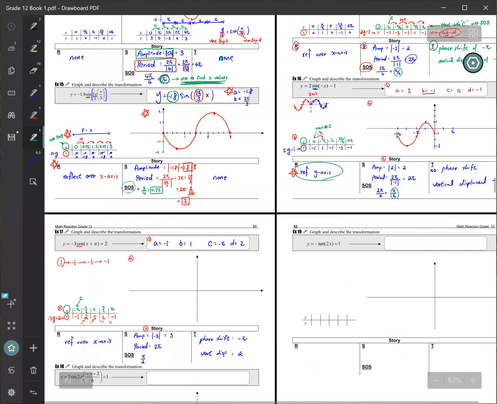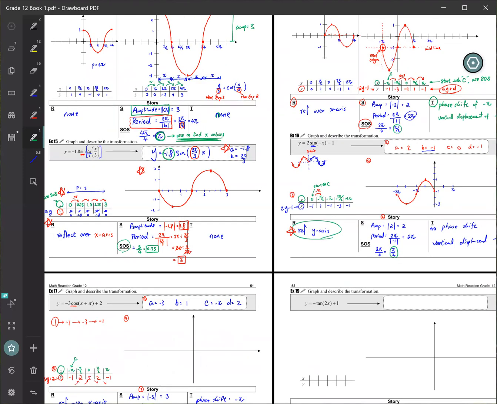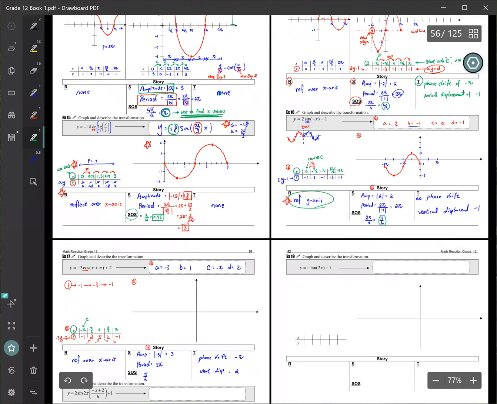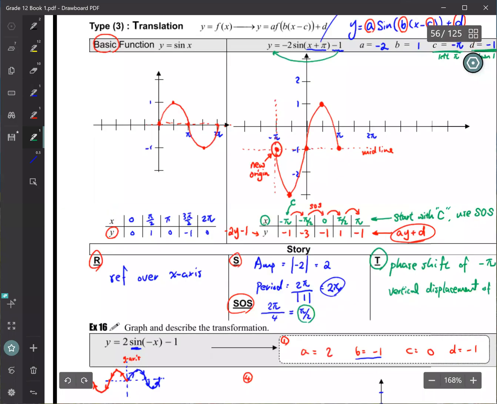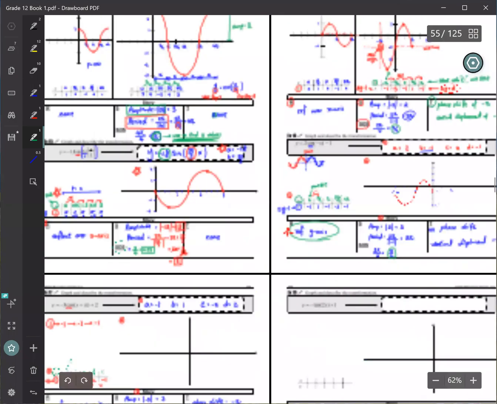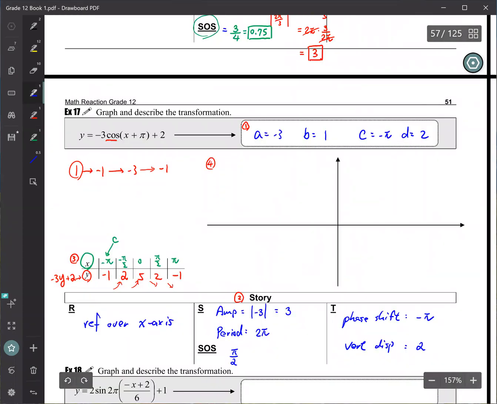So I think this one was the same as last one. Last one, is it? I remember seeing it somewhere. Negative pi. Which one was it? Yeah, okay. Last question, right? Shifted to the left, no period change. Okay, so let's follow the table and draw the graph.